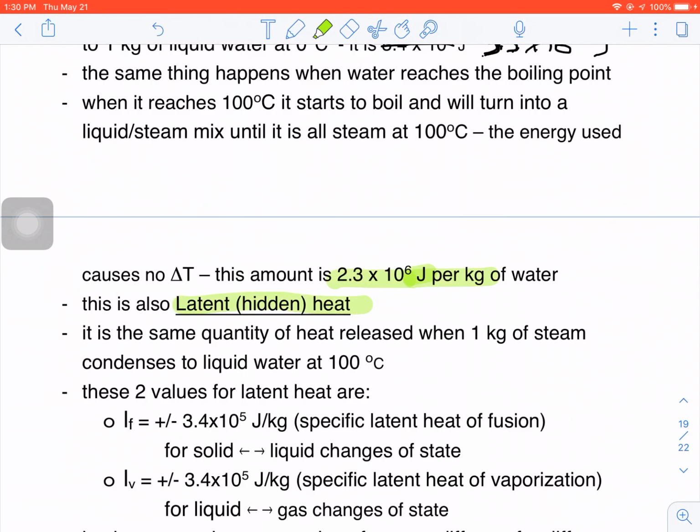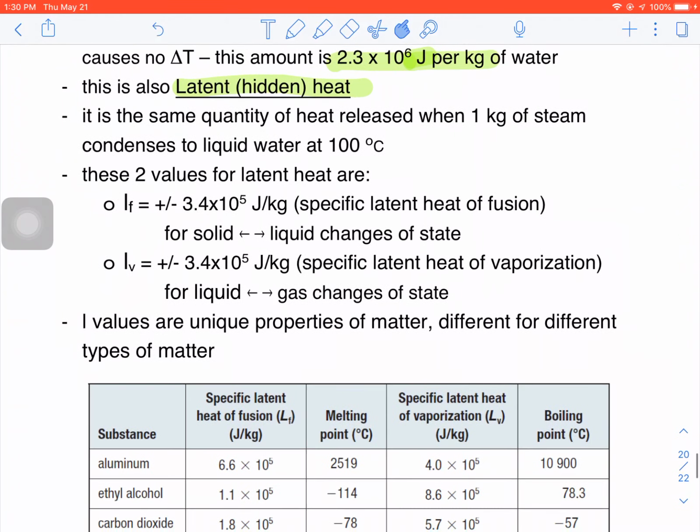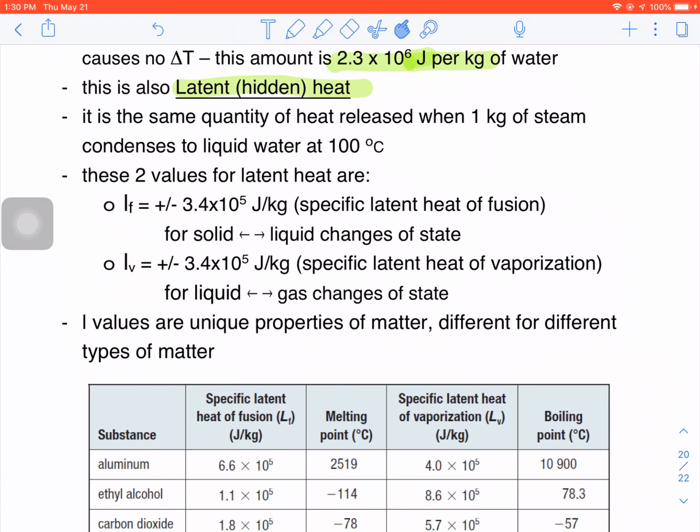I need to show you the different values for specific latent heat. So I'm seeing a couple of things I want to change here. So let's get rid of this, because this is wrong altogether. And I'm going to change this also.